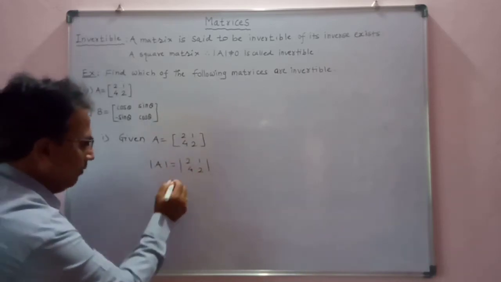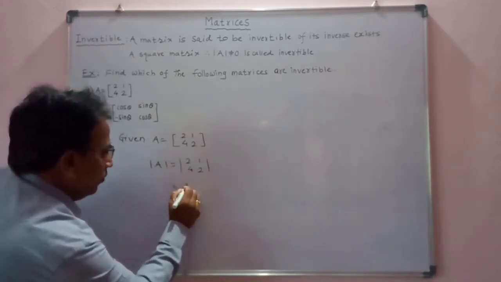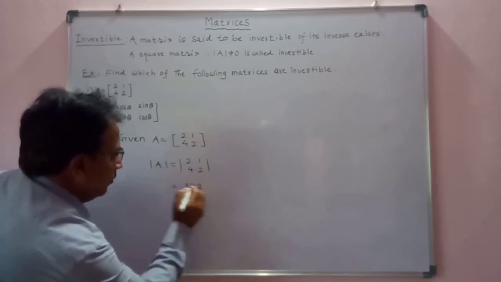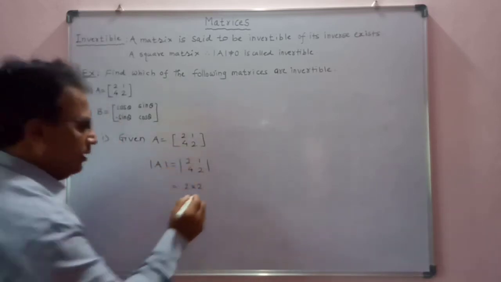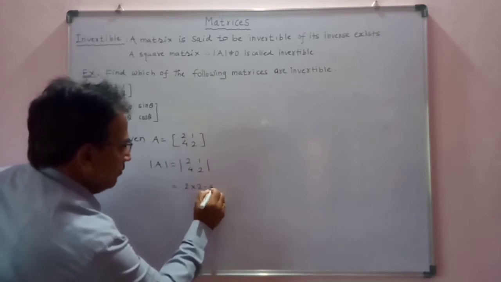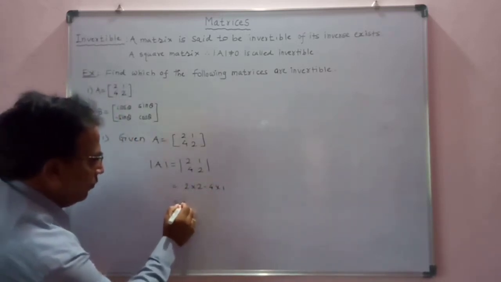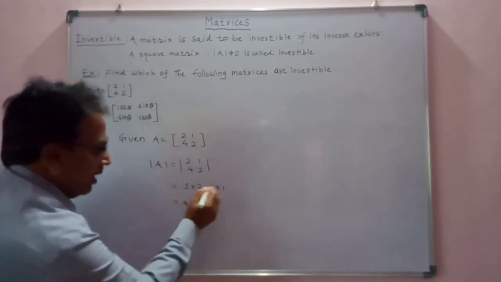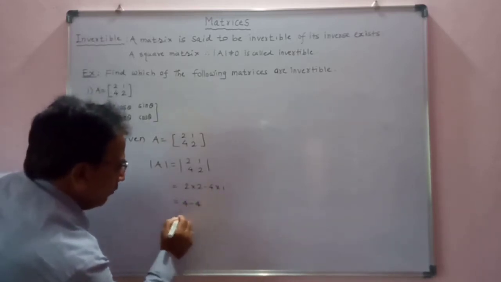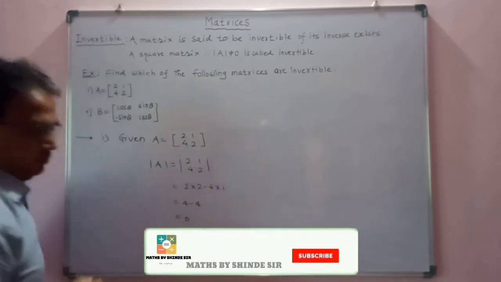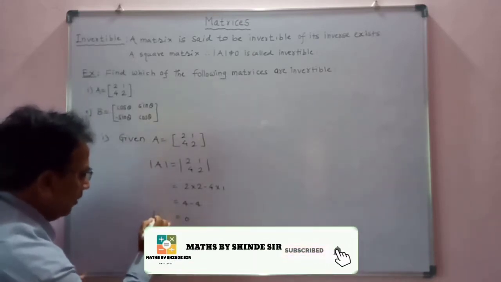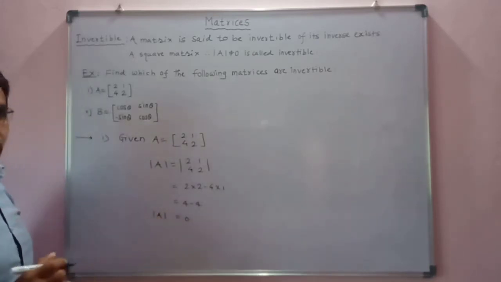Therefore, we multiply firstly 2 into 2, and we multiply 4 into 1. This direction is minus. 2 into 2 is 4, minus 4 into 1 is minus 4. 4 minus 4 is 0. Therefore, determinant A equals 0.